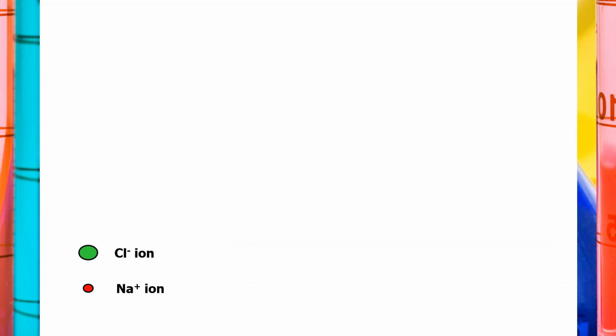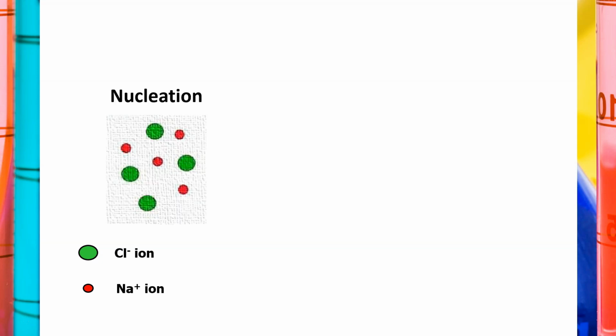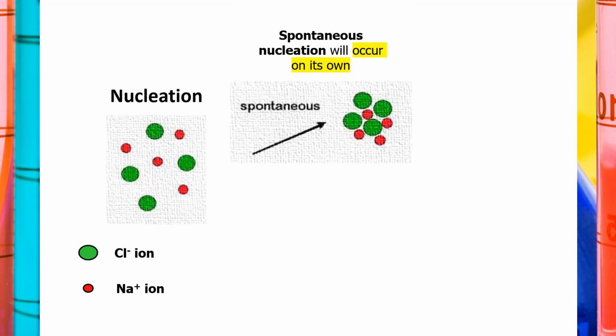The nucleation mechanism can be divided into two types. The first one is spontaneous nucleation. Spontaneous nucleation will occur on its own. For example, here, when the chloride ion and the sodium ion react with each other, they will produce a new product, which is sodium chloride. Then the product will start to combine with each other to form a large particle. In other words, this mechanism can be called particle growth, from small particles of product into a large particle of product.